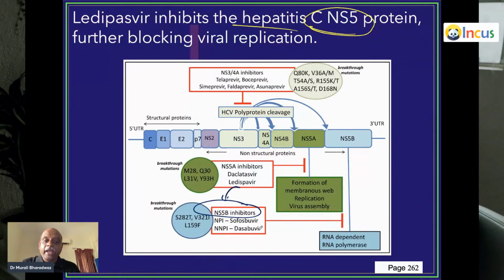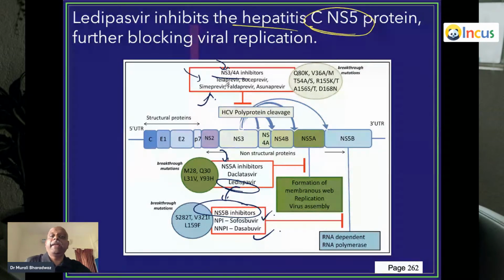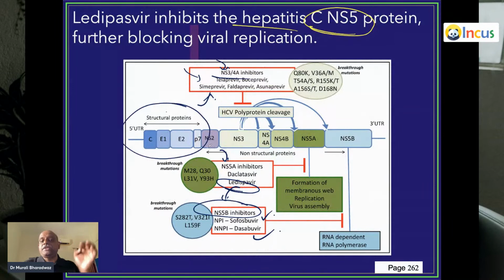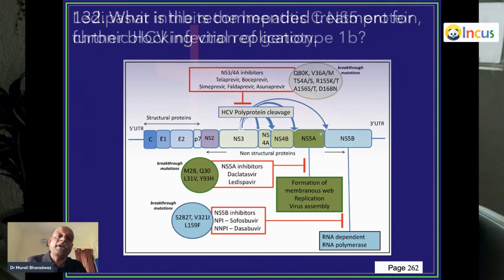NS5B inhibitors: the nucleotide inhibitor is sofosbuvir, the non-nucleoside inhibitor is dasabuvir. Then what are NS5A inhibitors? Ledipasvir is an NS5A inhibitor. What is an NS3-4A inhibitor? Simeprevir is an NS3-4A inhibitor, which is what you need to remember. So typically the hepatitis C virus has structural proteins, polyproteins. Once they are cleaved, you get different components. That's what you need to remember.